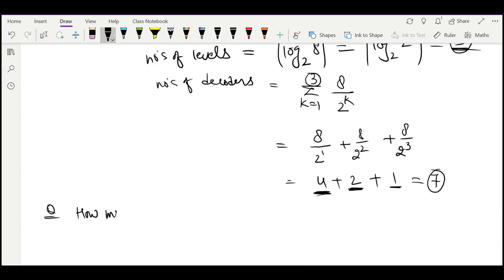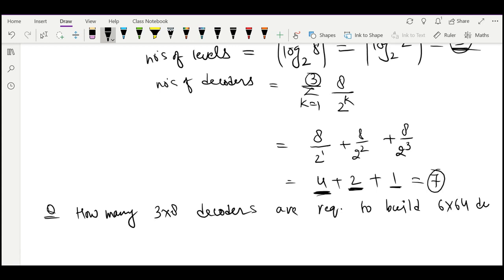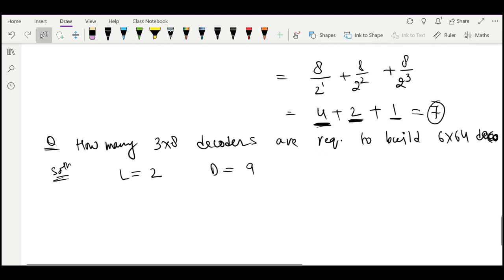So how many 3 into 8 decoders are required to build a 6 into 64 decoder? Okay, so find it out. I am telling you the answer in order to match with your answers. So the number of levels required is 2 and the number of decoders required is 9. So first solve it and then match with the answer.